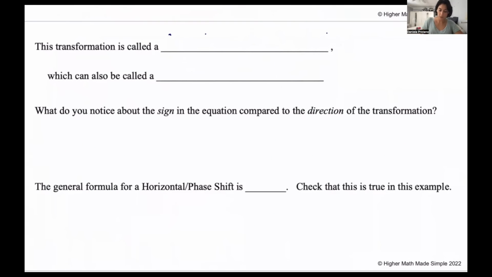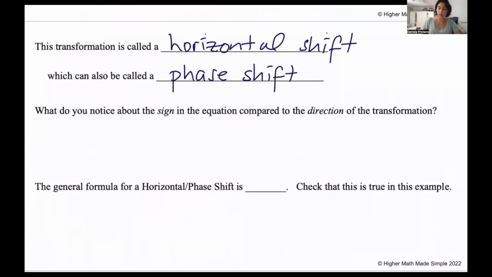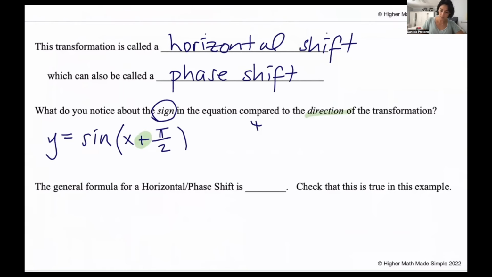Okay, so this transformation is called a horizontal shift, but honestly, more often than not, you're going to be asked the fancier term, which is a phase shift. So phase shift and horizontal shift is the same thing, right? It means shifting to the left and to the right. So the sign in the equation, remember it was y equals sine of x plus pi/2. So we can see that this plus sign here is in relation to the direction of the transformation. So it's technically like the opposite of what we'd naturally think, right? So plus actually means to the left.